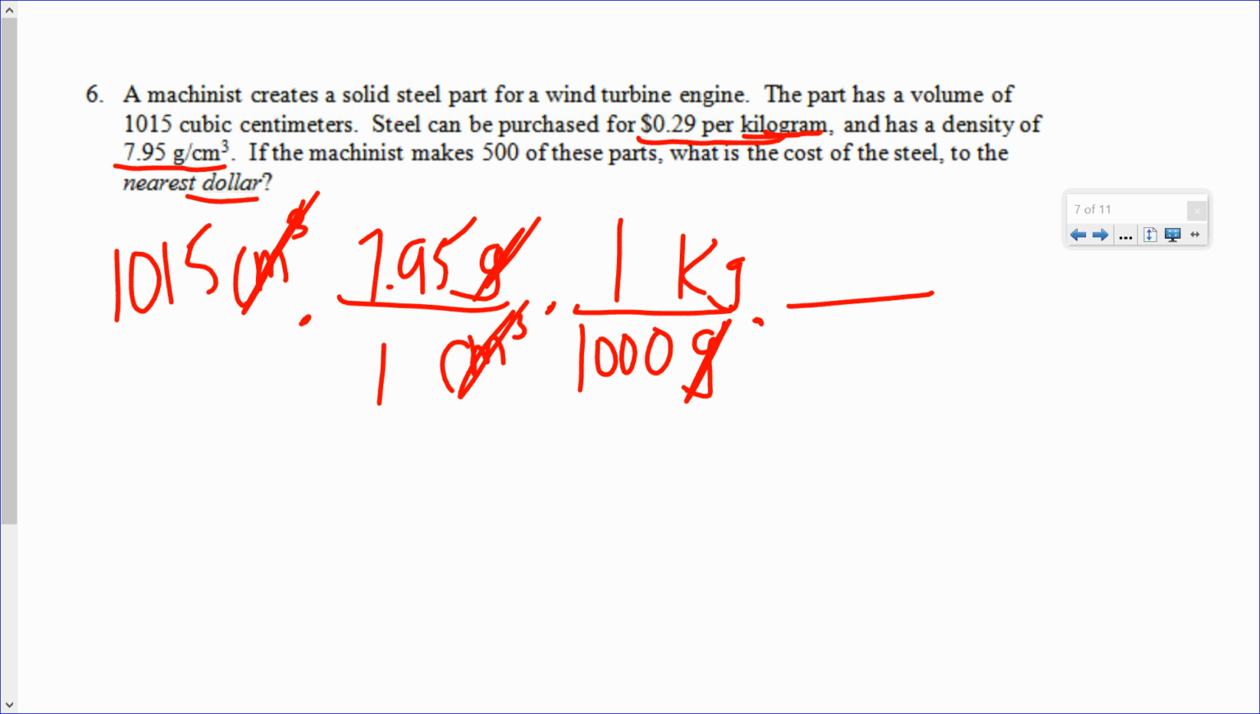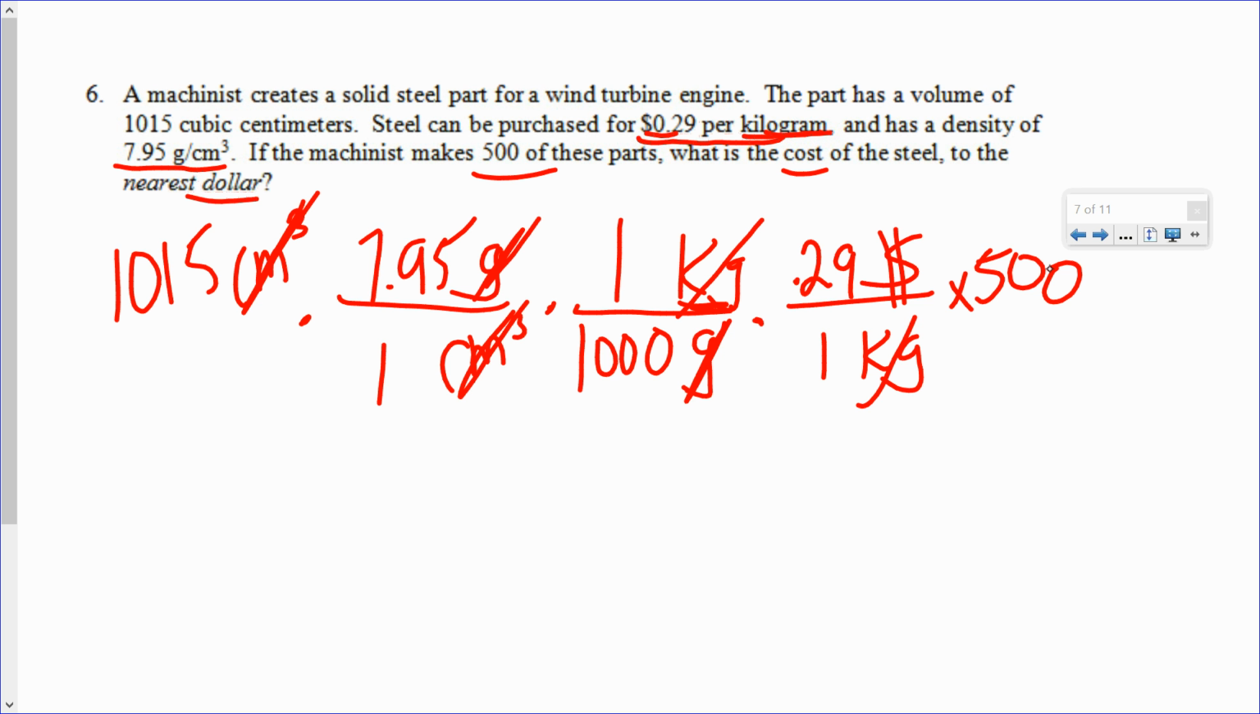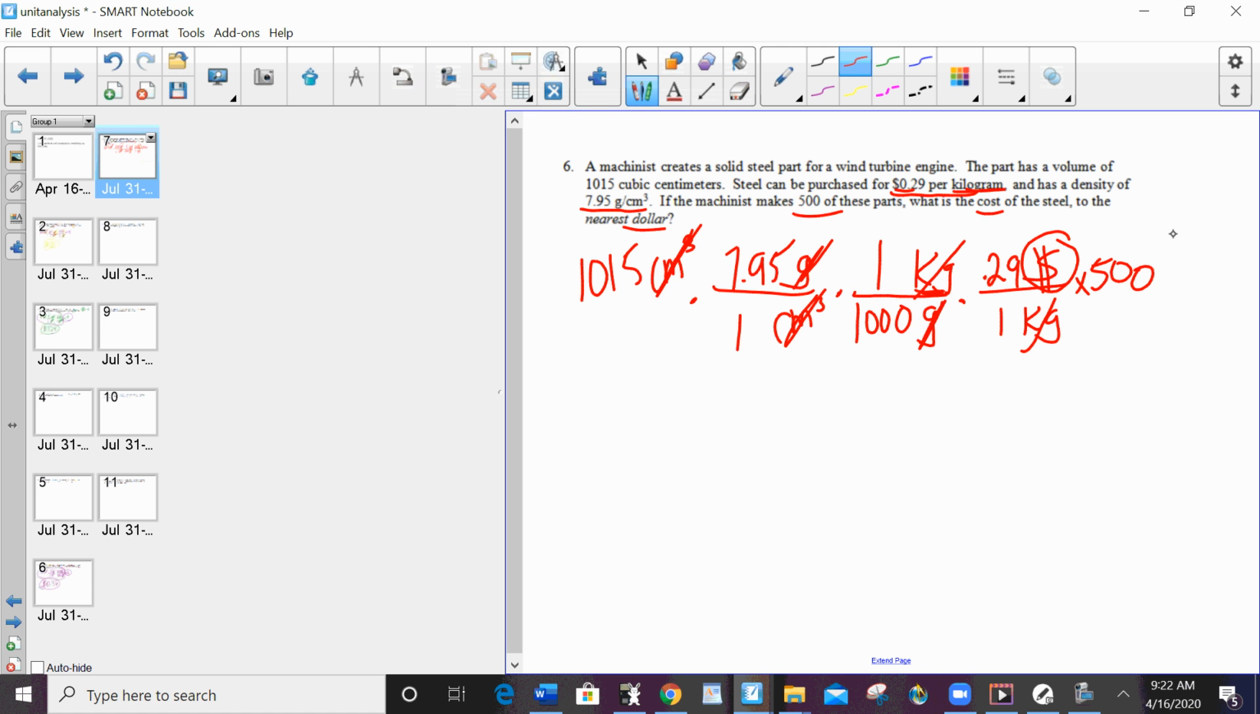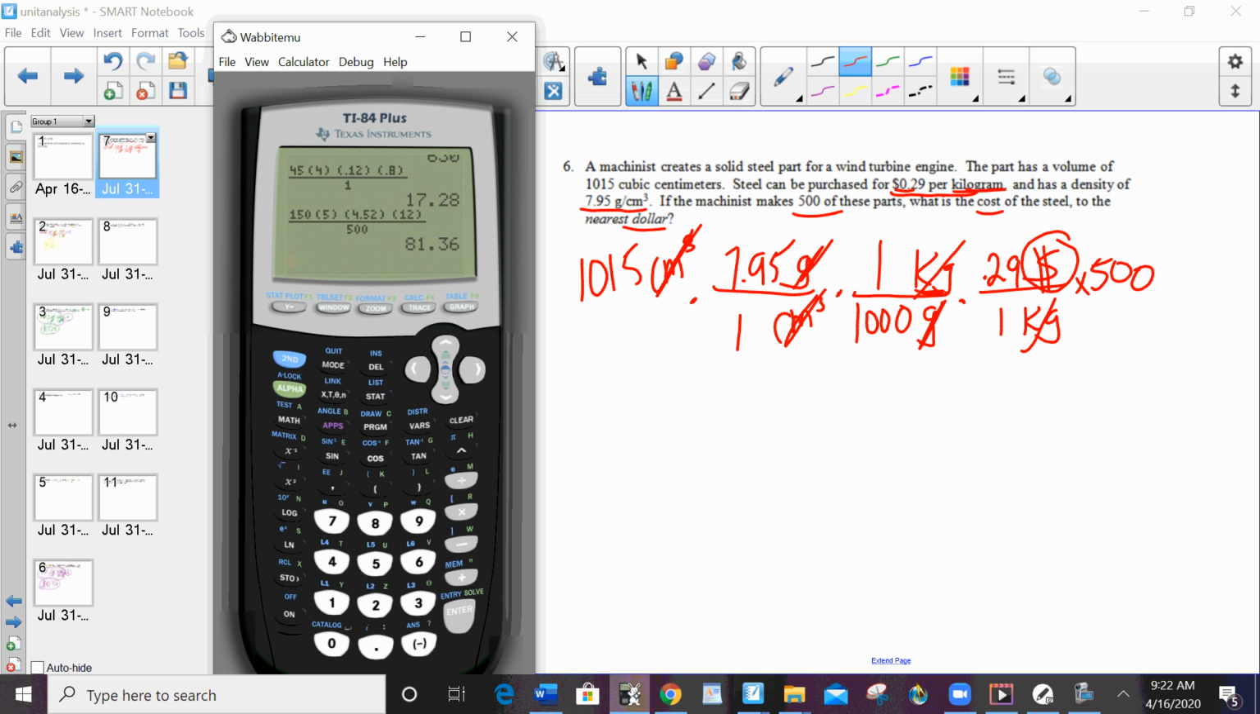I'm going from kilograms to money. So again, kilograms is going to go on bottom because that's what I'm getting to cancel. Money is going to go on top. $0.29 is 1 kilogram. Now I have money, which is what I want. Is there any type of quantity or percent? There's a quantity of 500. That's my unit analysis. Notice all the units canceled except for dollars. That's what I want. From here, I just go to my calculator.